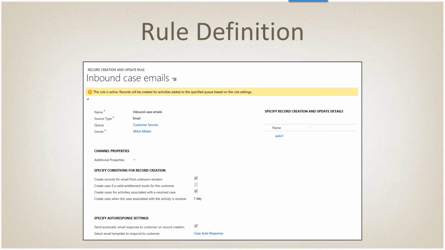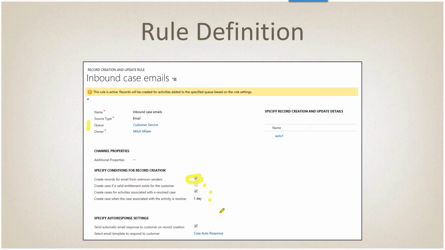So what we do is we create a record creation and update rule. And part of this is it points to a queue, as you can see from the first thing here. Let me turn my highlighter on. Okay, so we have a queue. So this means it's going to monitor this queue and this queue only. The source type is going to be emails, and we can create emails from unknown senders is one. We can check entitlements. We're not talking about entitlements today, but we'll get to that in a couple webinars here. We can create case activities for cases that were resolved. If they were resolved in the past day, assign it to that case, otherwise create a new case.